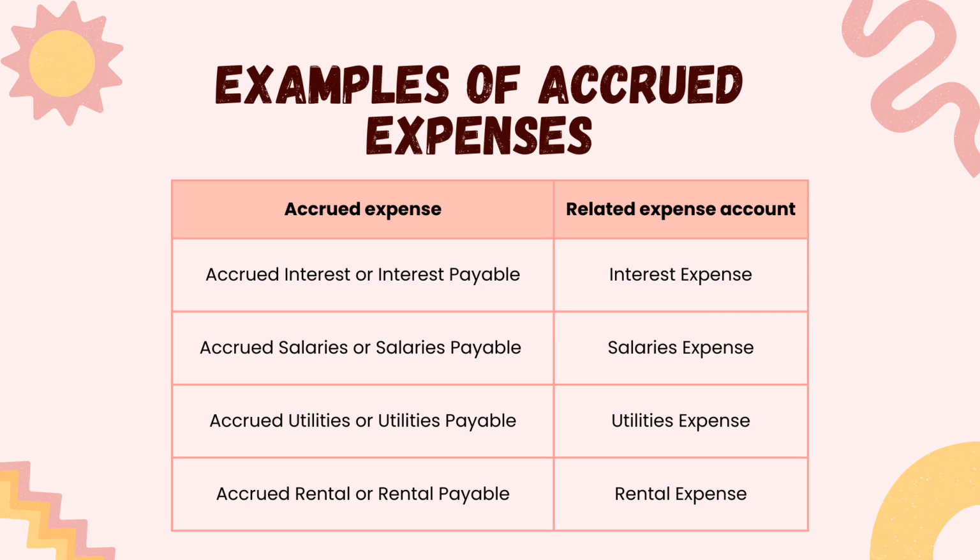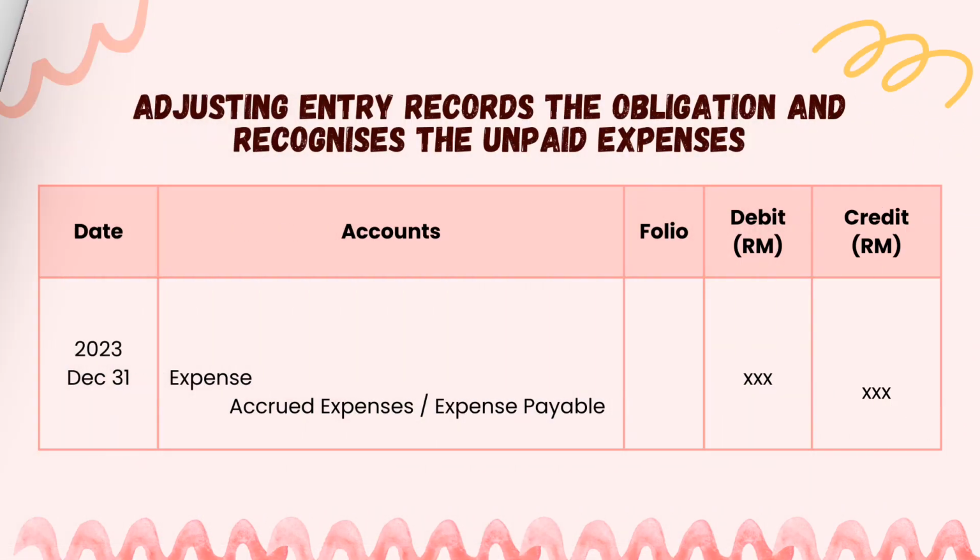So let's move on to the example of accrued expense. In front of you, the table is showing accrued expense and the related expense account, which is accrued interest, also known as interest payable, which is related to interest expense; accrued salary, salary expense; accrued utilities, utility expense; and the last one, accrued rental, is related to rental expense. So the next one, how to record the adjusting entries of the journal entries is debit expense and credit accrued expense, also known as expense payable.